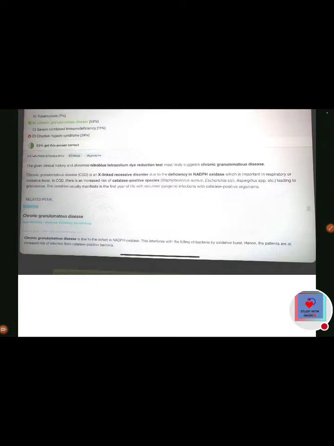Now let's talk about chronic granulomatous disease, which is a defect due to NADPH oxidase. NADPH oxidase is absent in the patient. But Staph aureus and these species have catalase, which interferes with the killing of bacteria by the oxidative burst. Here NADPH oxidase is absent, so the patient has a high risk of infection from catalase-positive bacteria like Staph species, E. coli, and Aspergillus species.